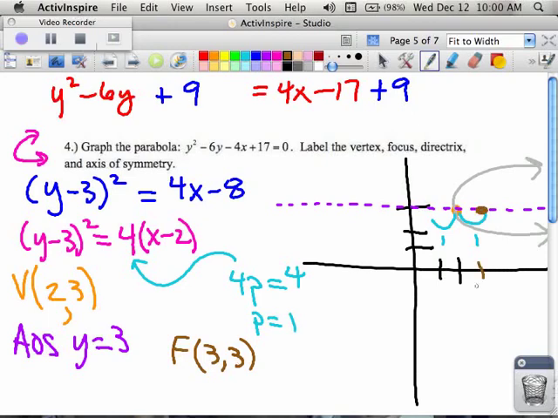To find my directrix, I have to go 1 unit backwards and draw a line. And when I go 1 unit backwards and draw a line, I see a vertical line. And for my directrix, that means that my line is going to be an x equals line. And 1 unit backwards from my vertex will be x equals 1. Questions? Okay, last one of this type.